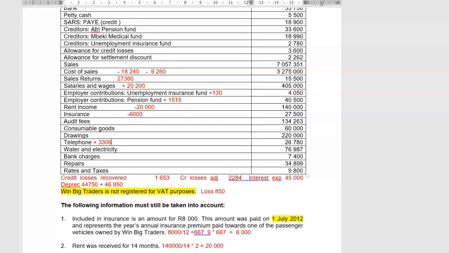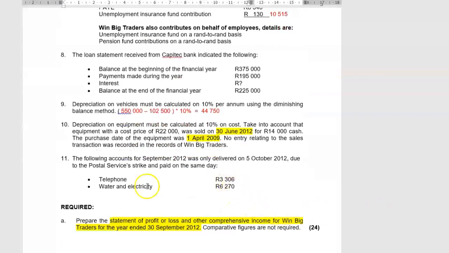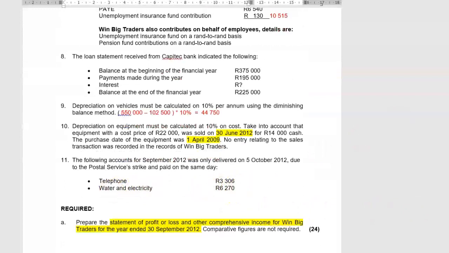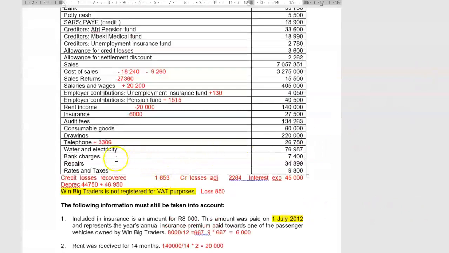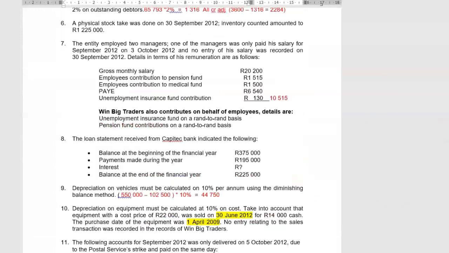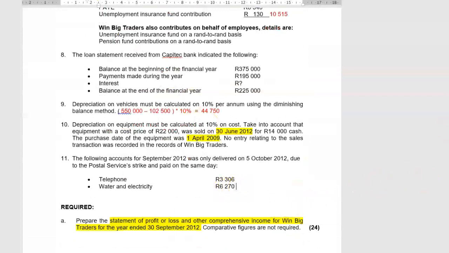And obviously accrued expenses will be on the credit side, 3306. Water and electricity, 6270. On the credit side, water and electricity plus 6270. That would have been accrued expenses. So the total accrued expenses that will form part of your trade and other payables note would have been 9576, and you can put it in again directly if your template was available.